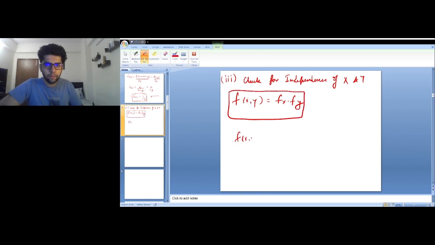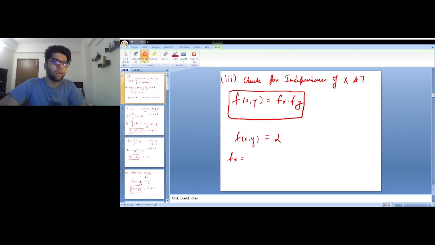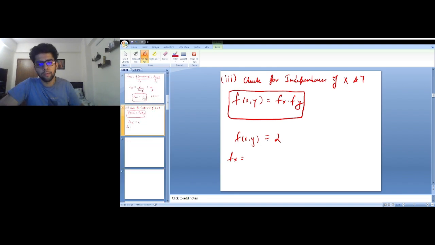Rfx, y was just 2. Let me just check again. Rfx was 2x and our fy was 2 into 1 minus y. So fx was 2x, f of y was 2 into 1 minus y. This gives me my fx into f of y as 4x into 1 minus y.